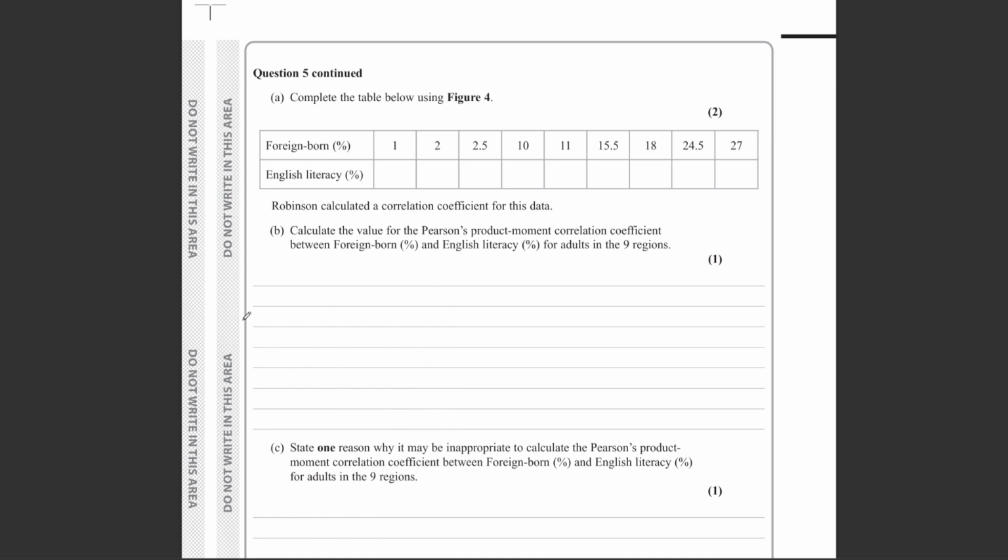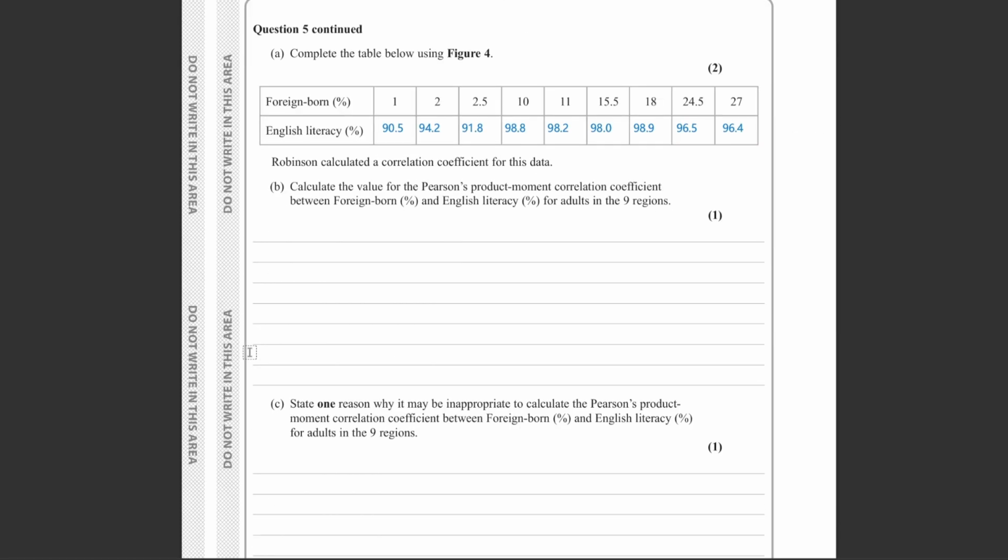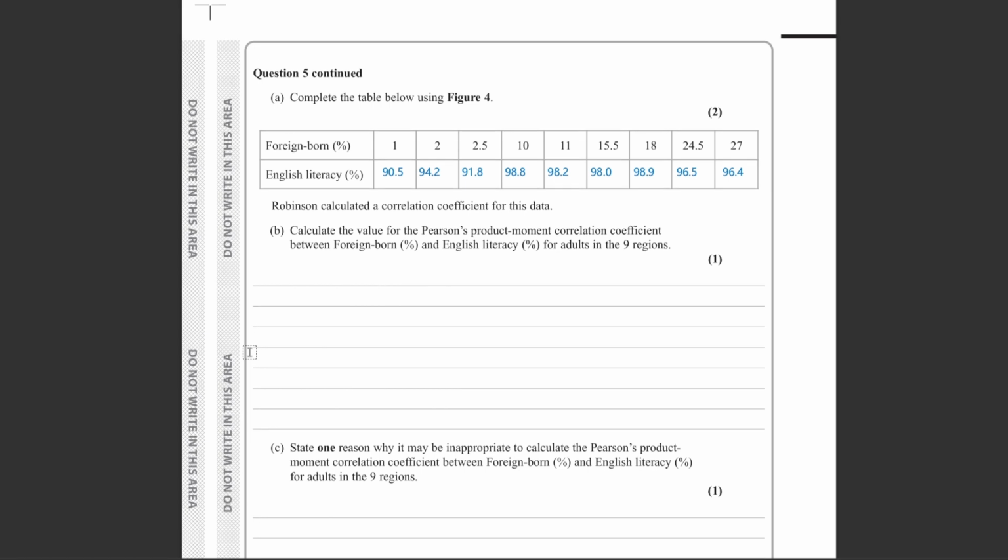In question 5a, we need to complete the table. Even though this scatter diagram is not entirely clear, as you can see, some of them dots are between the lines, some of them are exactly on the line, so as close as possible, please try to estimate the value. In question B, we shall put all of them values in our calculators to find the Pearson product moment correlation coefficient. And that value is 0.606268.